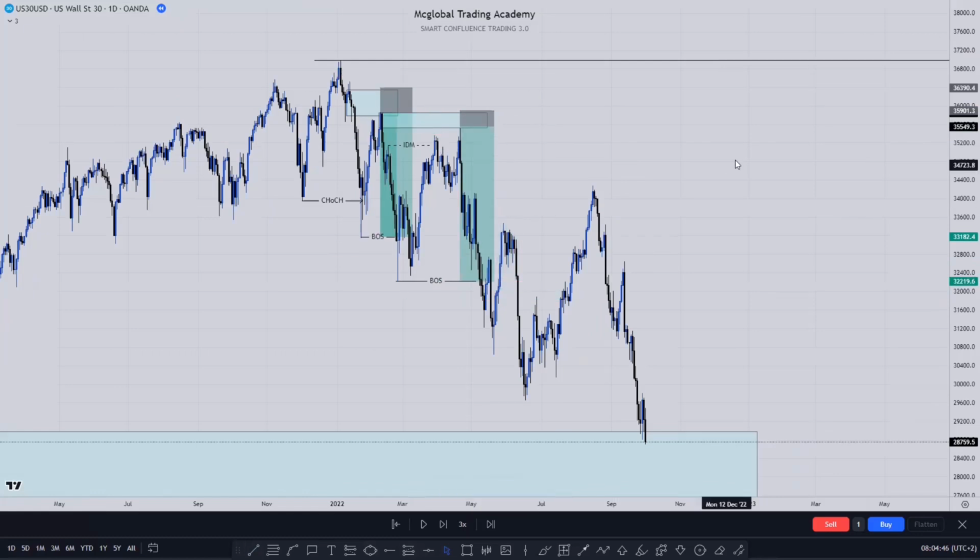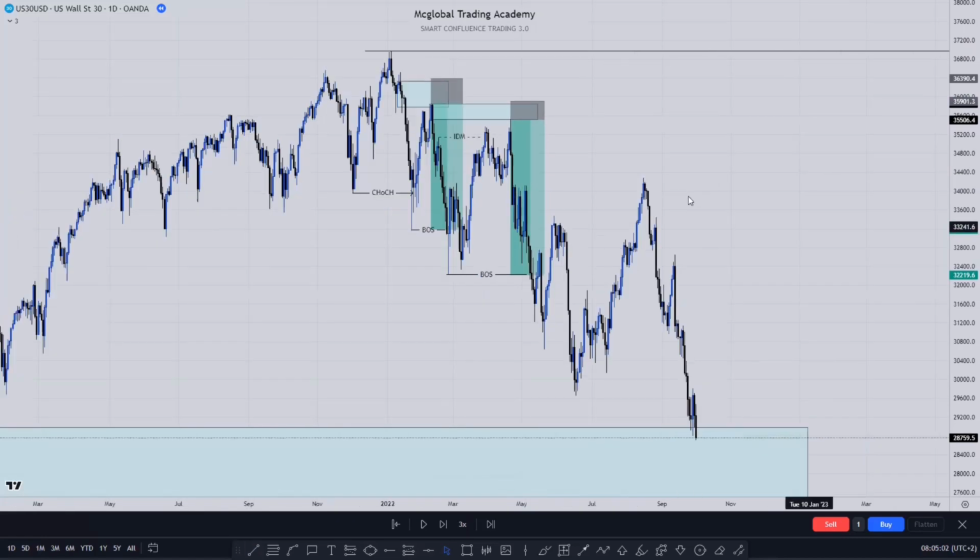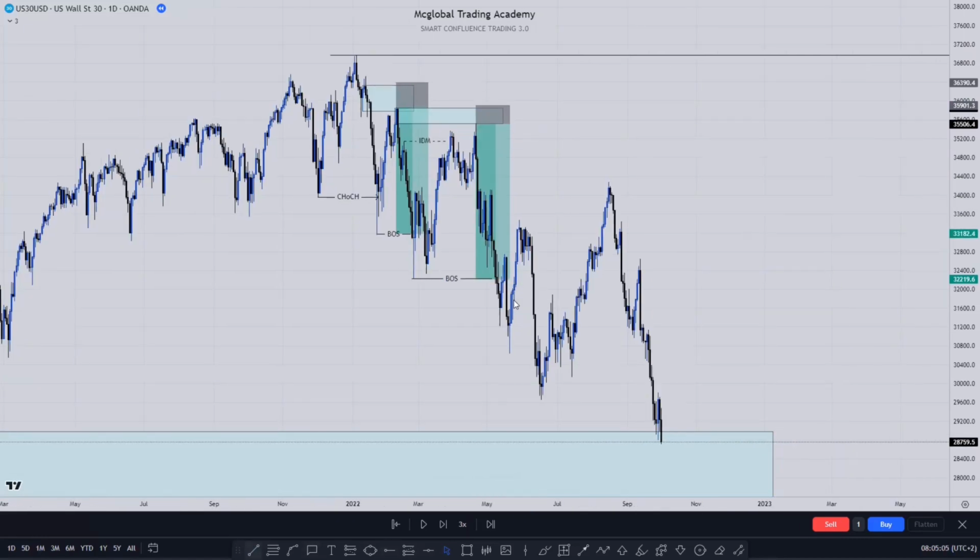This one was 1, 2, 3, 4, 5, 6, 7, 8, 9, 10, 11. Almost 2 weeks of holding here. Here it was 1, 2, 3, 4, 5, 6, 7, 8, 9, 10, 11, 12, 13, 14. Almost 2 weeks again of holding, which is still profit. Imagine 2 weeks of holding one trade in profit.